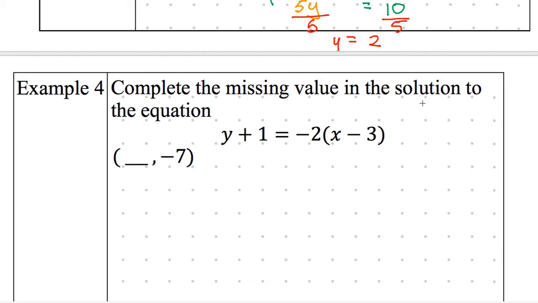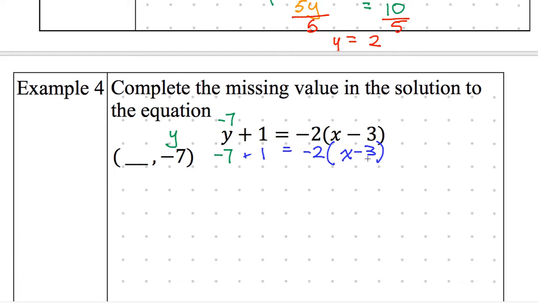All right, you've unpaused the video, here we go. So we know, in this case, that the y-coordinate is negative 7. We're trying to find that x-coordinate. So everywhere that you see a y, plug in negative 7. Negative 7 gets plugged in there. Anywhere else? Nope, just there. So rewrite the new equation. It's negative 7 plus 1 is equal to negative 2 times x minus 3.